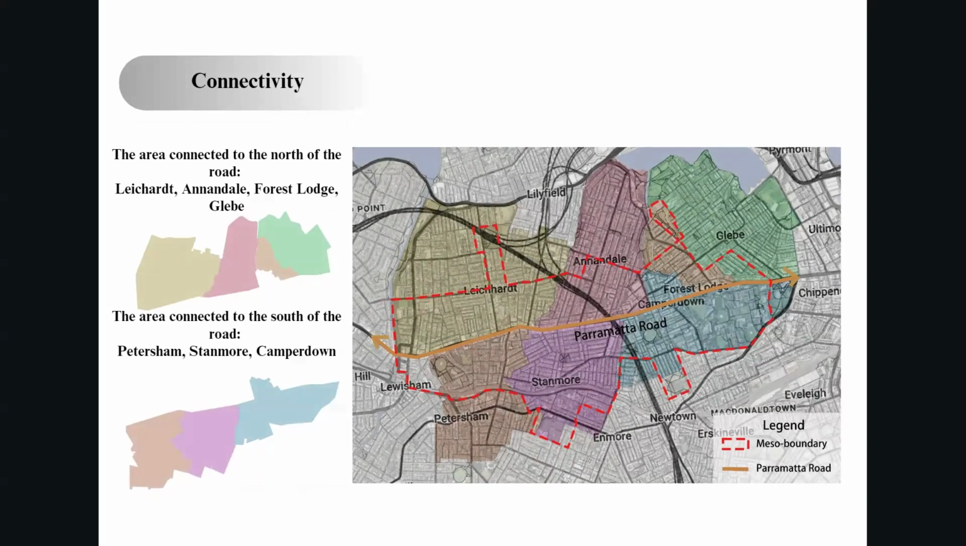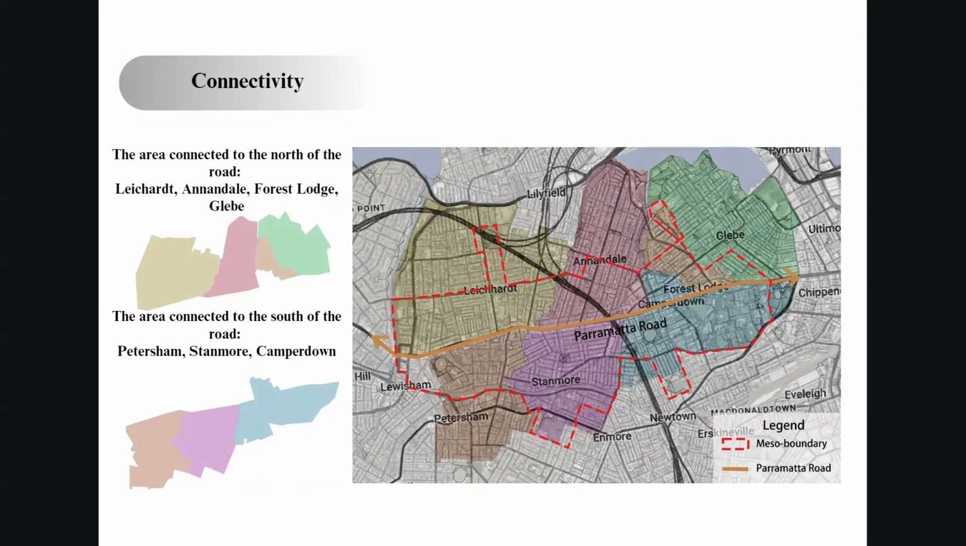Okay, this is Wei Tong, and I will continue to talk about our meso analysis. The first is about the connectivity of the mesoscale selected probes. The selected Parramatta Road borders areas like Annandale, Forest Lodge, and Glebe to the north, and Petersham, Stanmore, and Camperdown to the south. The road continues to Lewisham to the west, and Chippendale and Ultimo to the east.